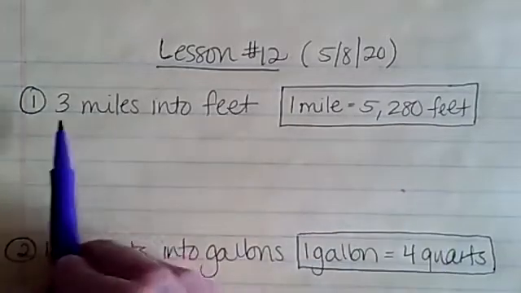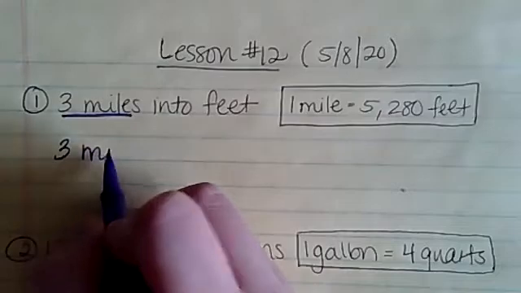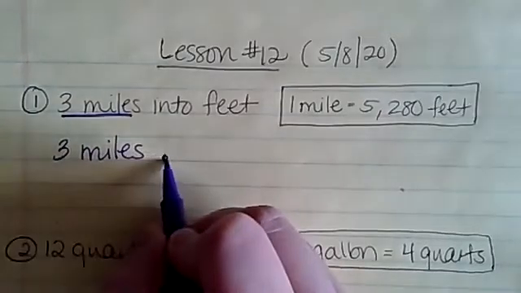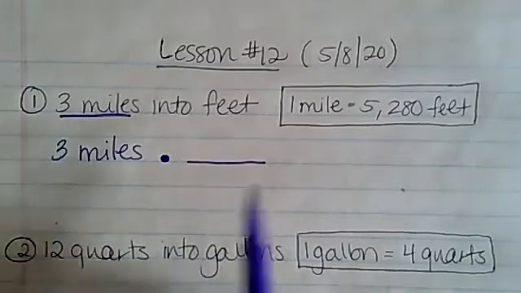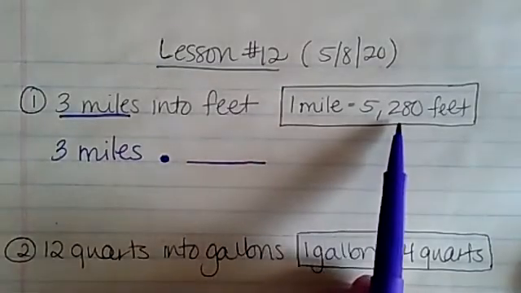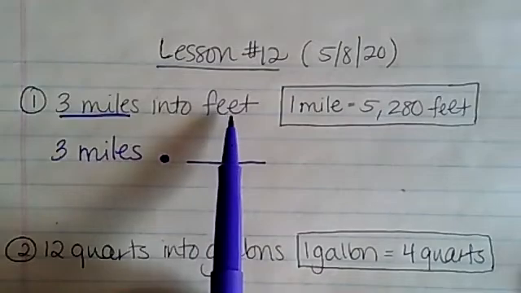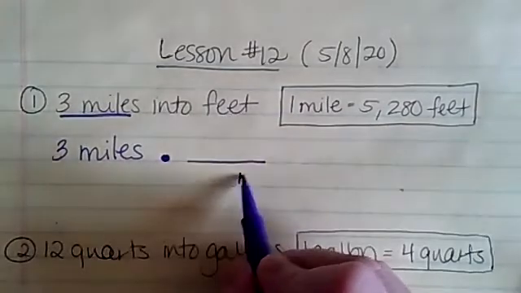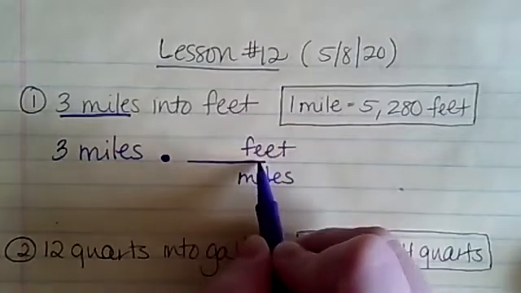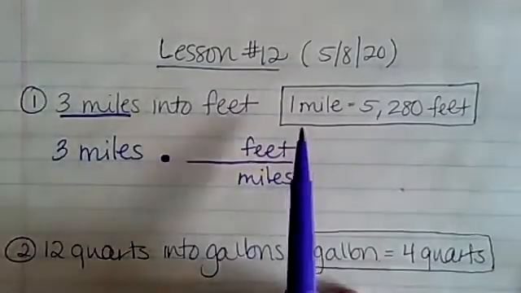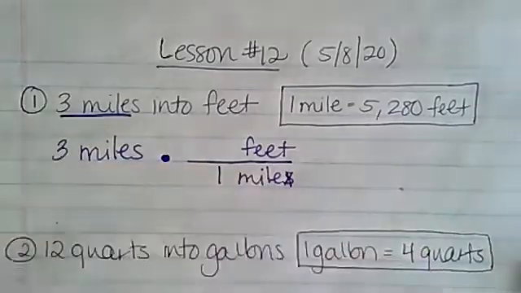That's just a conversion that we know. So I always start with what I have, which is 3 miles. So 3 miles, and then I'm going to multiply this by a ratio, okay? And the ratio equal to 1 that I have is 1 mile equals 5,280 feet. Since I want to convert the miles into feet, I need my miles to be on the bottom and my feet to be on the top, okay? Now, I know that 1 mile equals this. So this is going to be 1 mile times 5,280 feet.